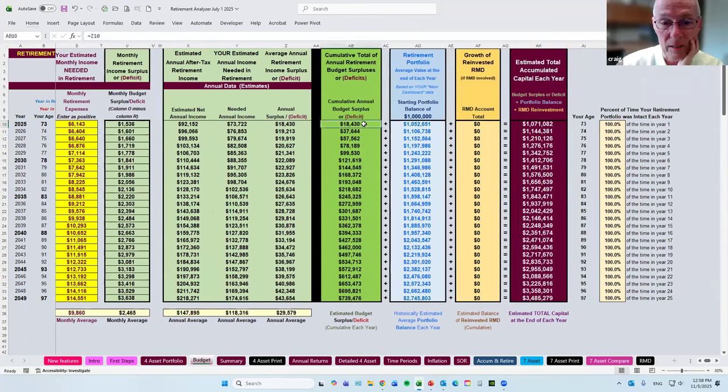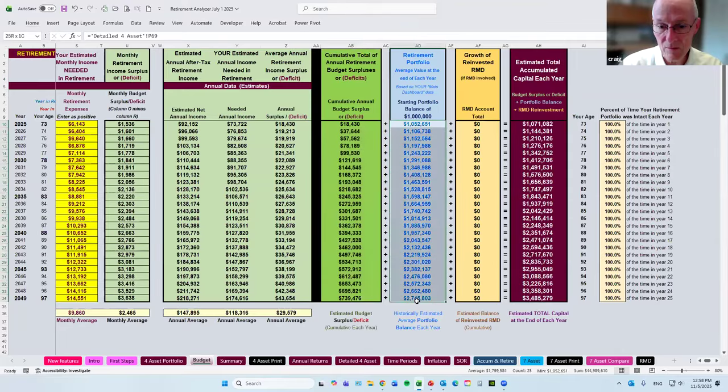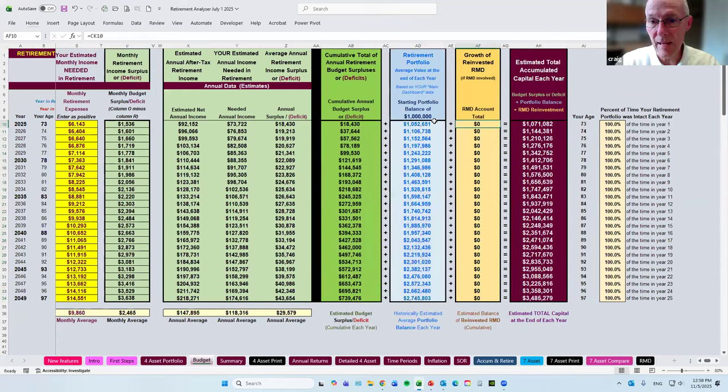Here is, over a quarter century, the growing cumulative budget surpluses. Those are real. If you really do only spend 80% of your income, that money accumulates somewhere, and this is keeping track of it. Then you add to that the growing balance of your retirement portfolio. So this is the year by year estimated growth of your portfolio. Added to that, any RMD that you're reinvesting. That's another option. I didn't show you that, but we can specify all that.